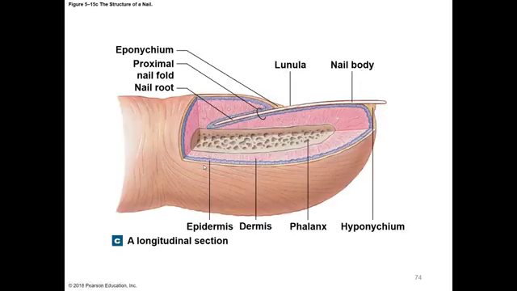So here's a side view of the nail and some of those things we just talked about. So we've got the nail root down here where the nail originates. The lunula would be about in this area, and this would be the nail body. Here's the cuticle, eponychium. And we said the hyponychium was the tissue that held the free edge of the nail down. You can see a little piece of it right there.